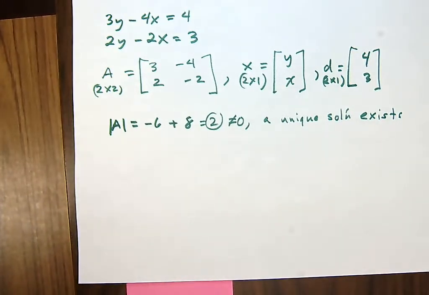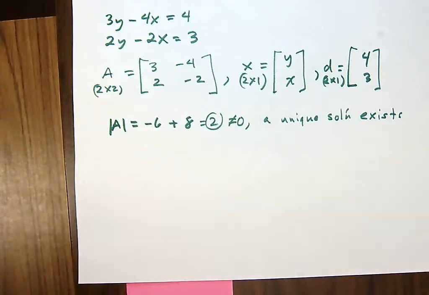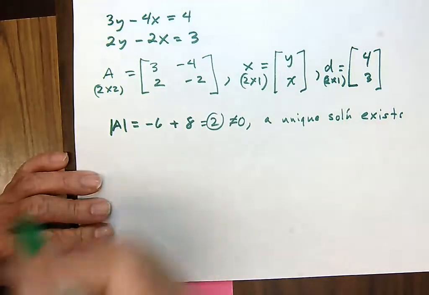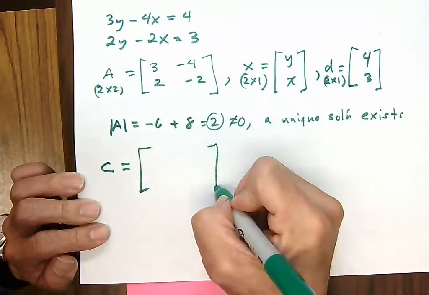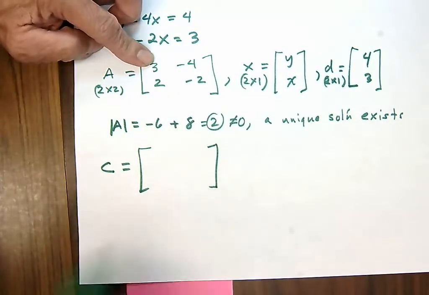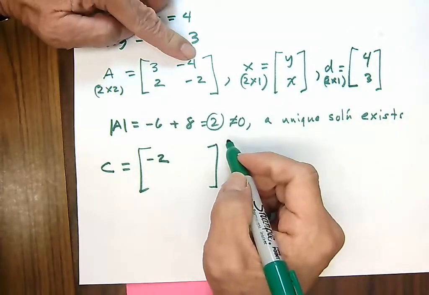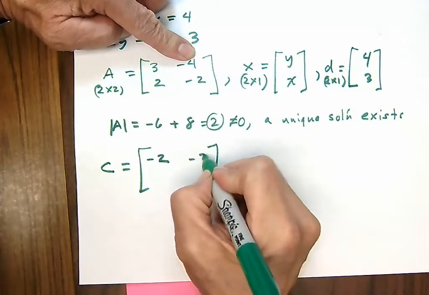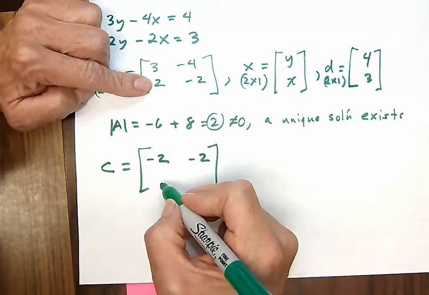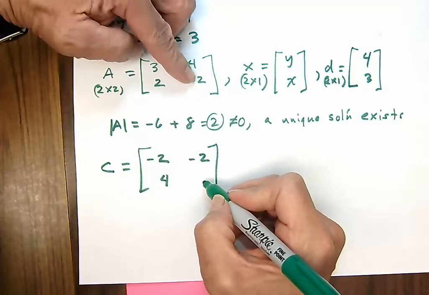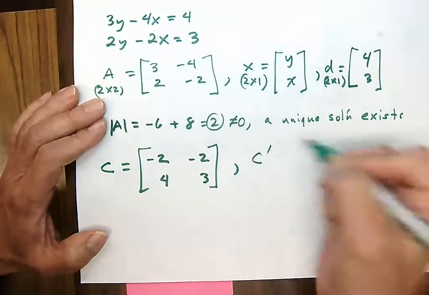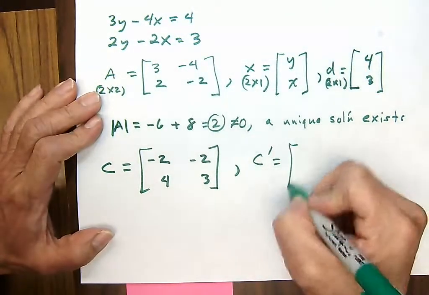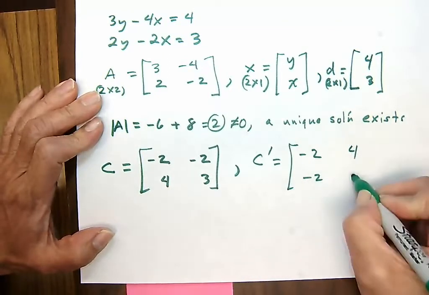The next step in the matrix inversion technique is to find the inverse of A. But to do that, we need to start out by finding the cofactor matrix of our A matrix. So recall how we do that. We have to replace every element in the A matrix with its cofactor. The cofactor of element A11 is going to be minus 2. The cofactor of element A12 is going to be minus 2. The cofactor of element A21 is going to be plus 4. And the cofactor of element A22 is going to be plus 3. From there, we can find C transpose, which is the adjoint of our A matrix, and it is simply minus 2, 4, minus 2, and 3.